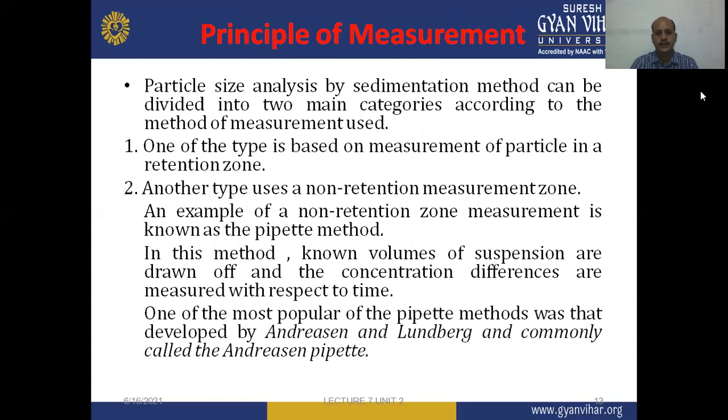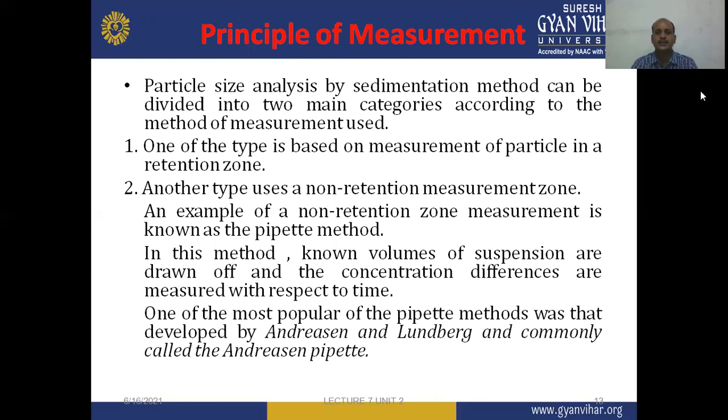Now, principle of measurement. How can we determine the particle size distribution? How can we measure the particle size of a given sample with the help of the sedimentation method? Particle size analysis by sedimentation method can be divided into two main categories according to the method of measurement used. What are the two categories? Let us see here. One is based on the measurement of particles in a retention zone. Another uses a non-retention measurement zone.